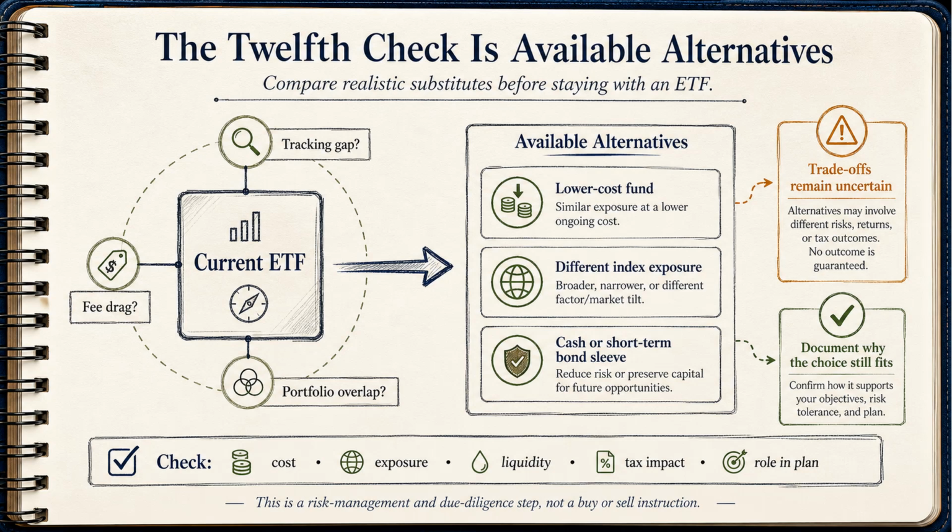The 12th check is available alternatives. Ask whether there is a lower cost fund with similar exposure, a clearer index, stronger liquidity, better tax fit, or a simpler portfolio structure that does the same job. This is not an invitation to trade constantly. It is a discipline that prevents a stale fund from staying in the portfolio only because nobody looked again.